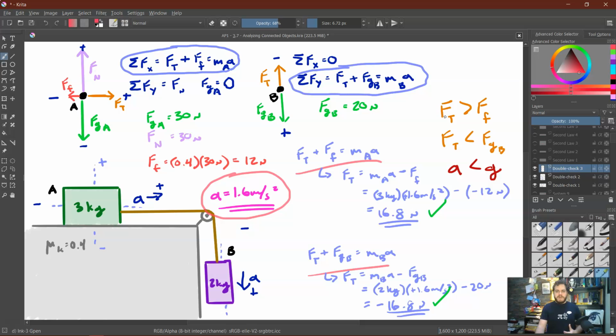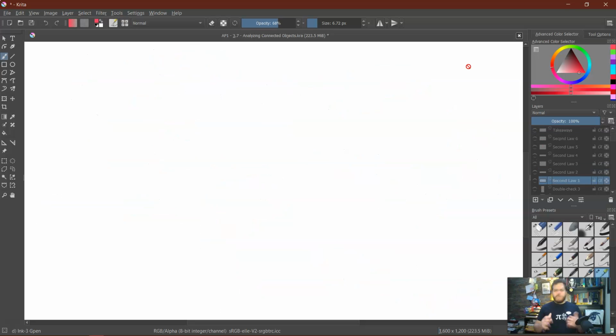And additionally, for block A, the tension force is greater than the friction force. And for block B, the gravitational force is greater than the tension force. So those both make conceptual sense that block A will accelerate to the right and block B will accelerate down. One final point is also that the acceleration we found is less than gravity. So in other words, if I just dropped block B without being attached to anything, it would fall at 10 meters per second squared, but it should be less now because block A is literally forcing it to move slower. It's dragging it back.